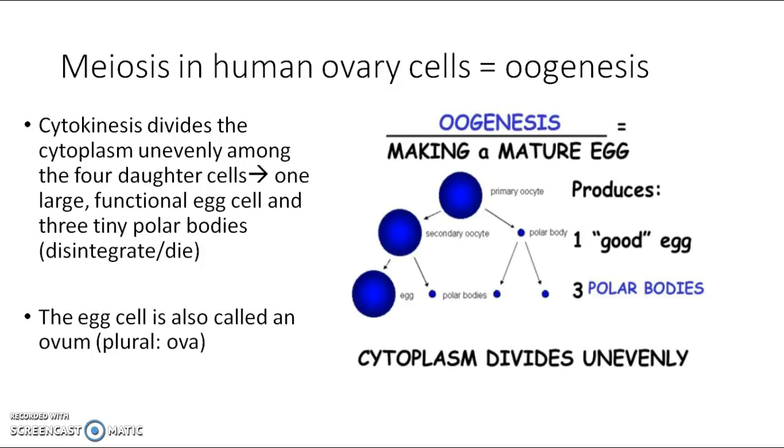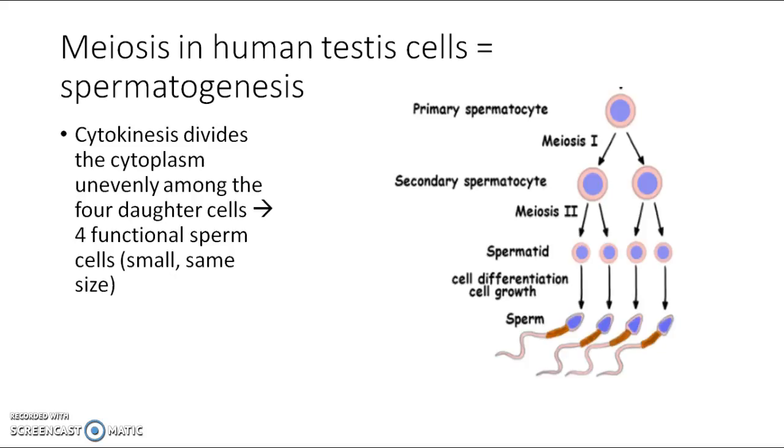But this ensures that we end up with one giant egg that is going to be perfect for creating a zygote, a fertilized egg. Now remember, the sperm don't need to be big. They only contribute really DNA. The egg's responsible for everything else. Meiosis in human testes cells is called spermatogenesis. Genesis meaning to create, so this is the creation of sperm.